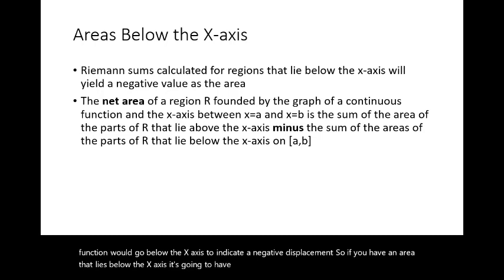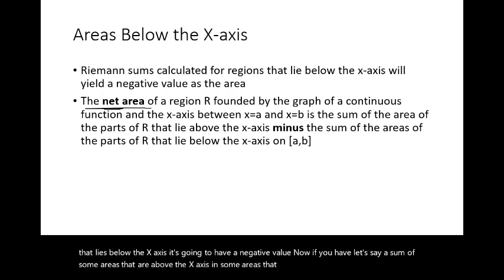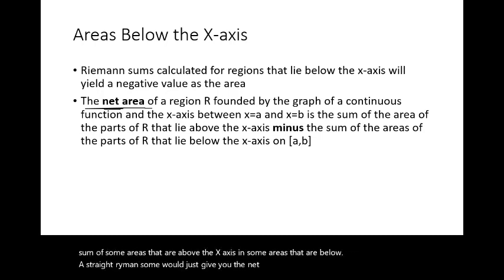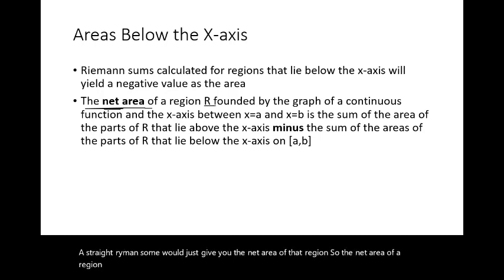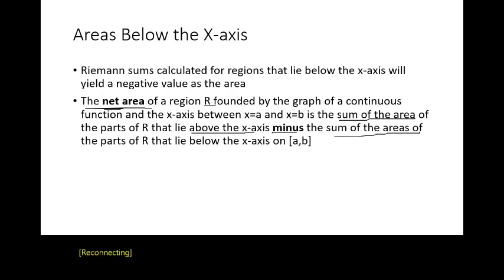Now, if you have, let's say, a sum of some areas that are above the x-axis and some areas that are below, a straight Riemann sum would just give you the net area of that region. So the net area of a region R is formed by taking the sum of all of the areas above the x-axis and then subtracting all of the areas below the x-axis.